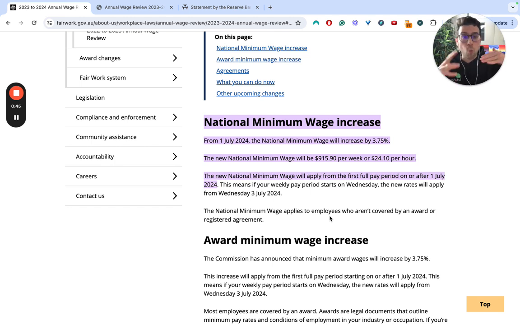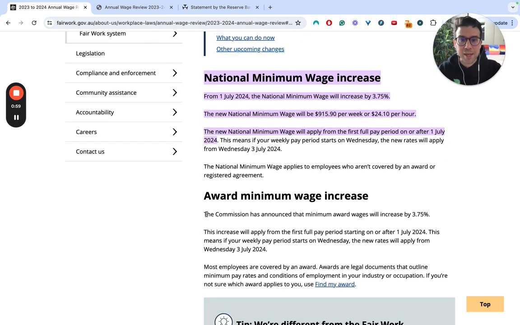And so what Fair Work does is they make determinations each year on what that minimum wage will be for the new financial year. Now they've said here 3.75% for the national minimum wage, but also this will apply across, as you can see here, all of the other awards as well. Now, what's the rationale behind this? How have they weighed this, and what are the implications, and how might you use it in your essays?